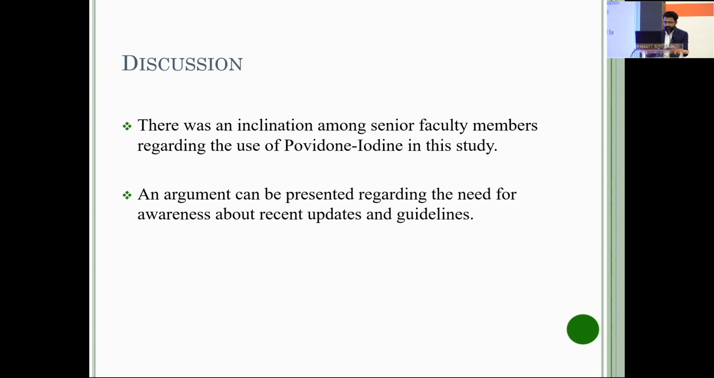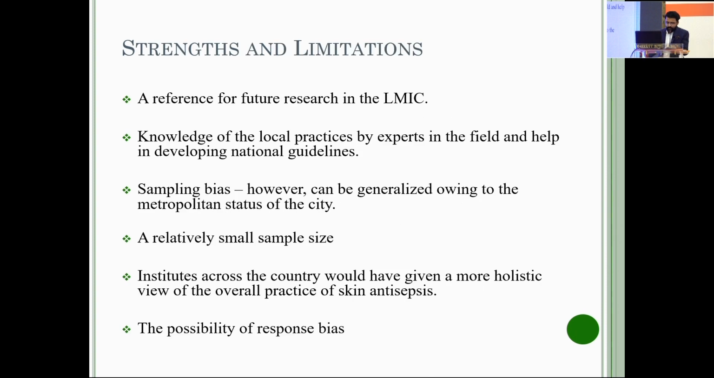An argument can be presented with regards to the need for recent updations. With regards to the strengths and limitations of our study, the limitation can be a relatively small sample size, and the fact that only teaching hospitals were considered. But owing to the metropolitan status of the city, this can be generalized.